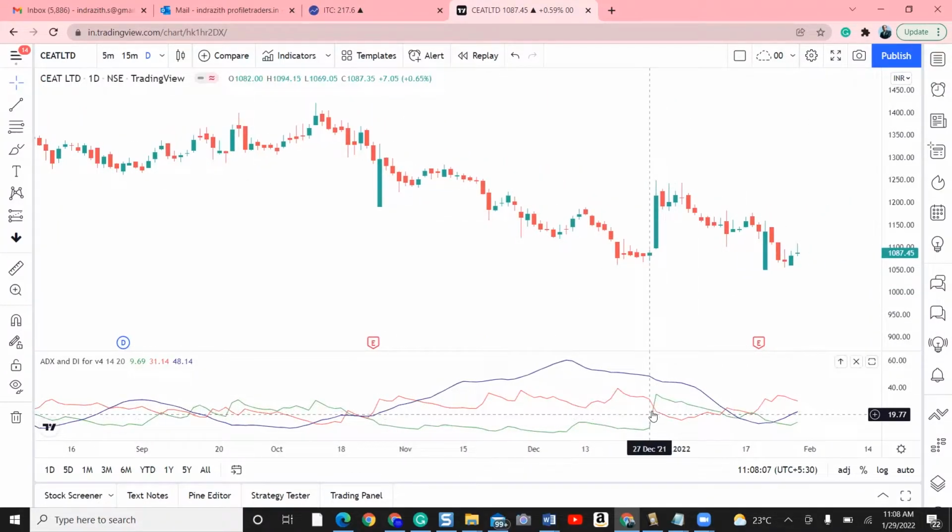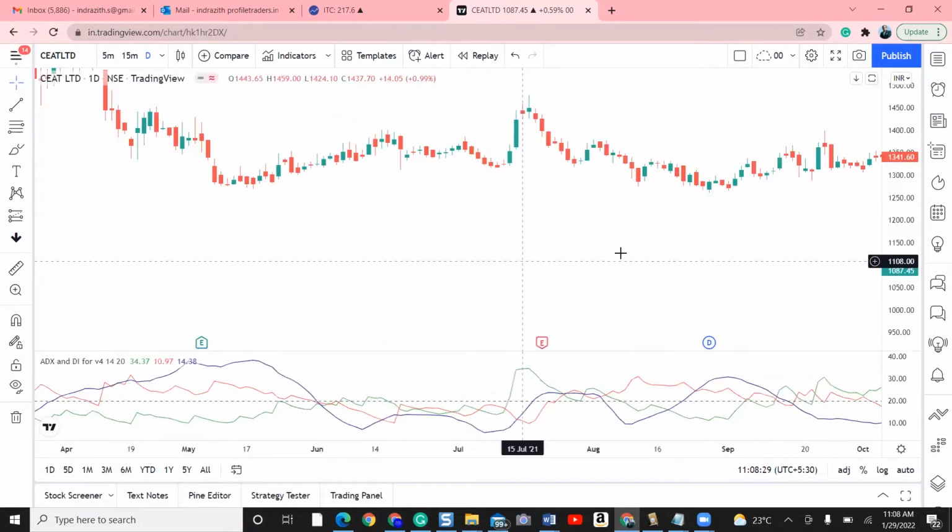Now it looks like the green line came above the red line, but ADX has just come above 20. Can you guess what happens here? So unless this ADX line stays above 20, there is a possibility of trend. So if it stays below 20, then there is a high probability of sideways.